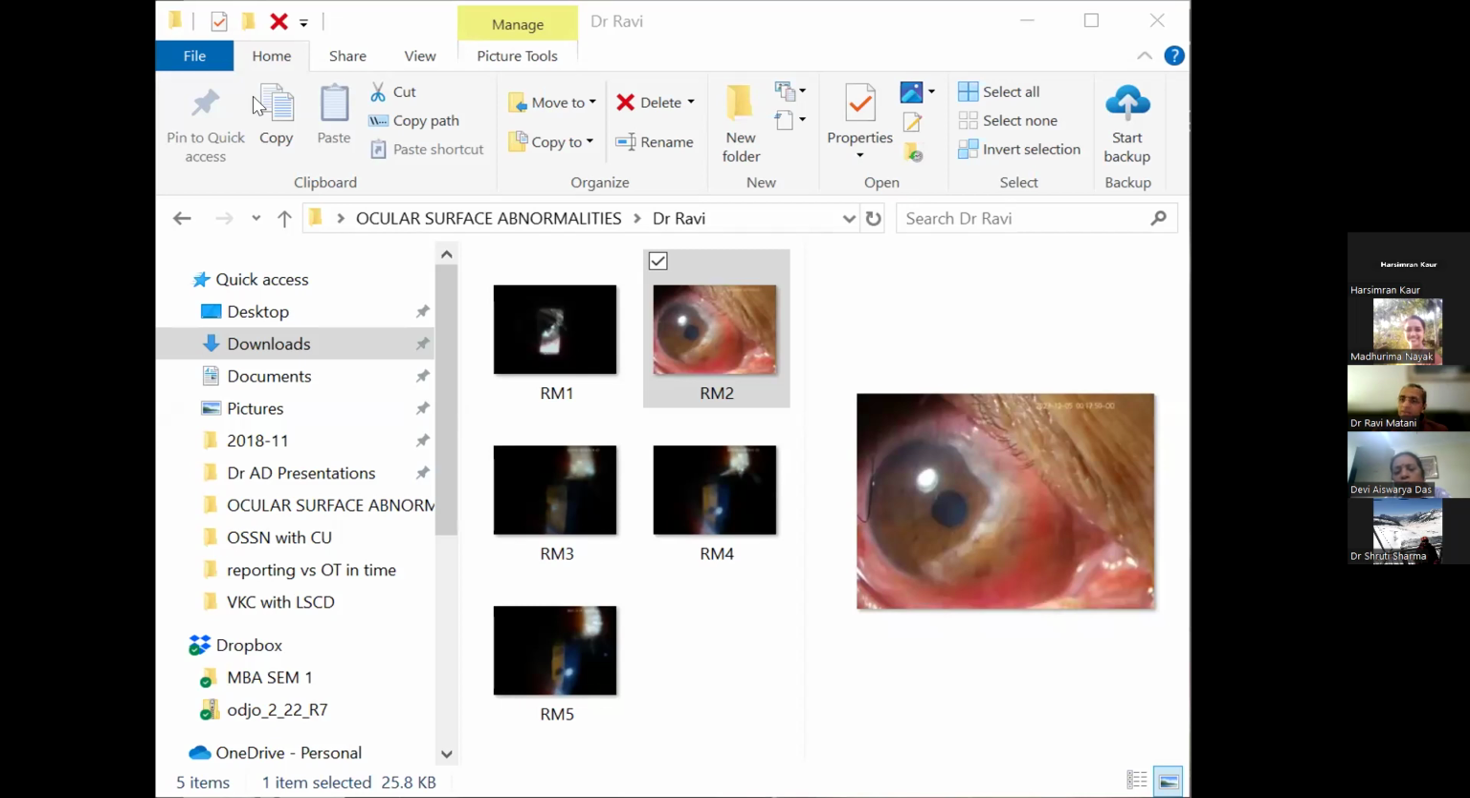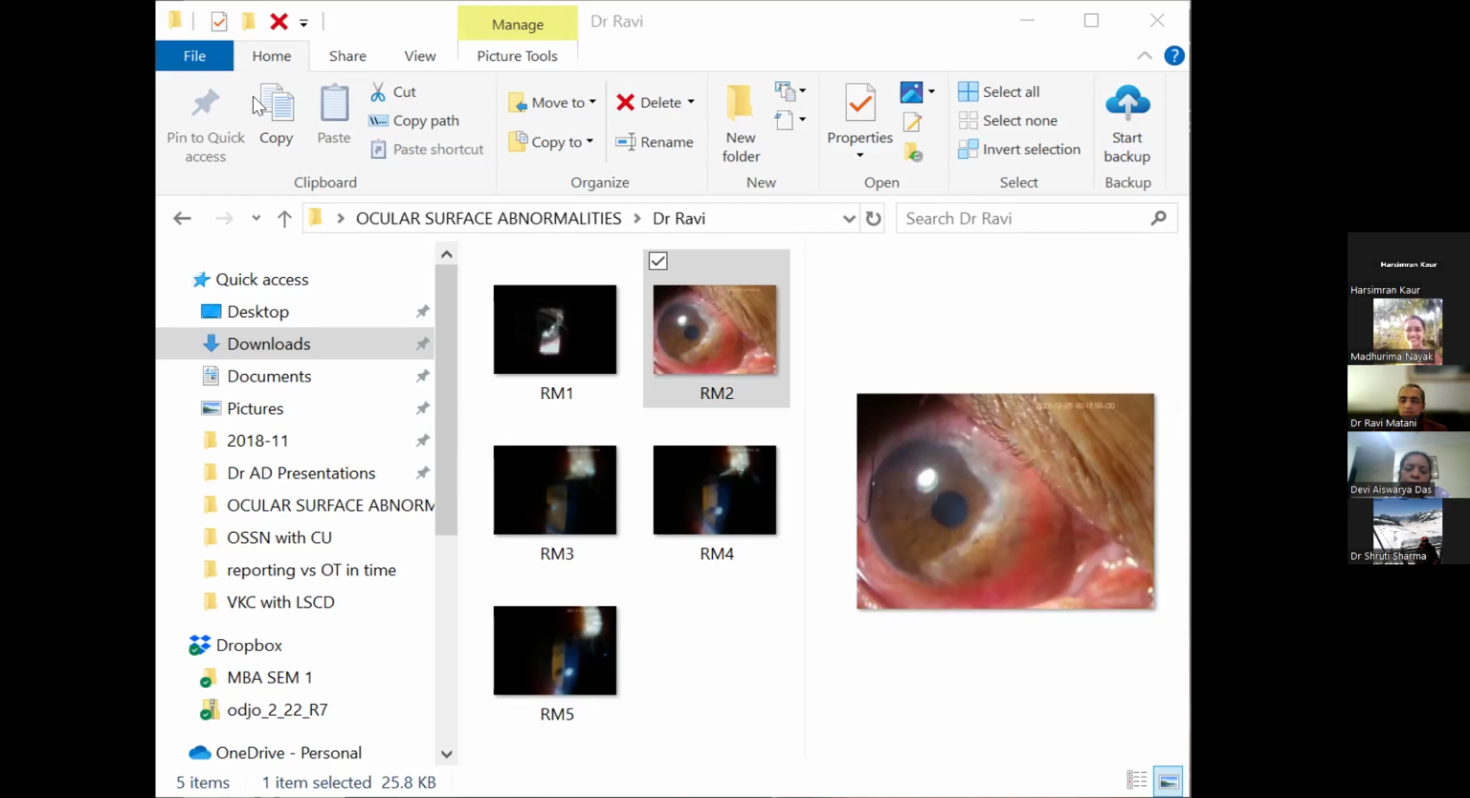A Mooren's kind of similar picture? Mooren's will not be like this. Mooren's will have an excavated margin from the limbus, and it will have a clear margin from the limbus. The second thing is Mooren's will usually begin nasally or temporally and then go circumferentially. And thirdly, Mooren's will have excruciating pain. Pain, no, ma'am. So that is point 3.